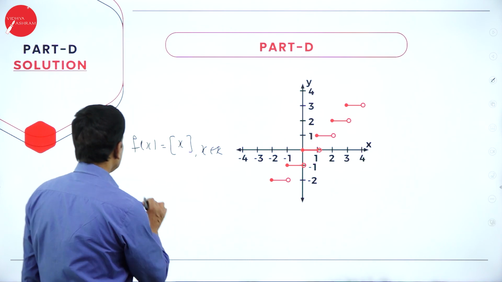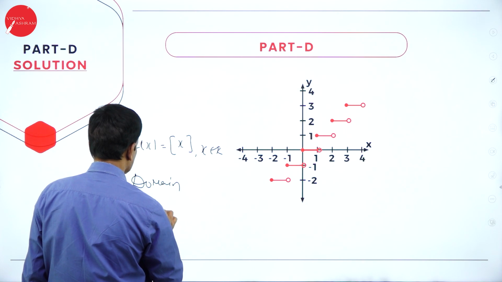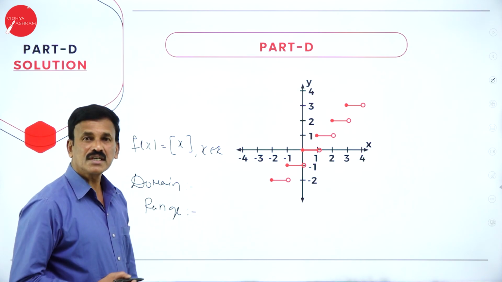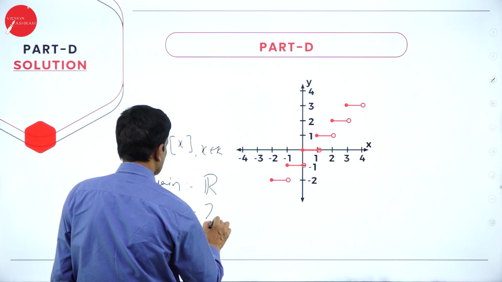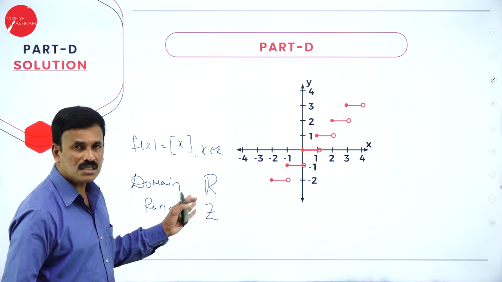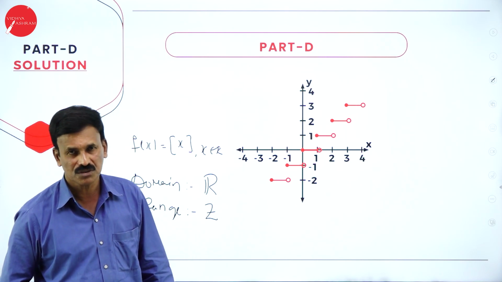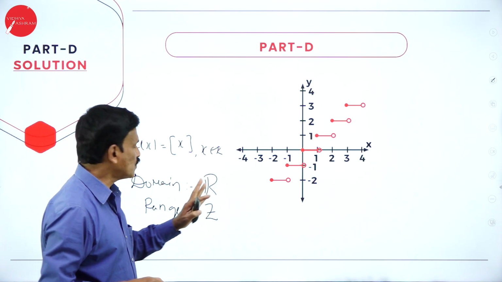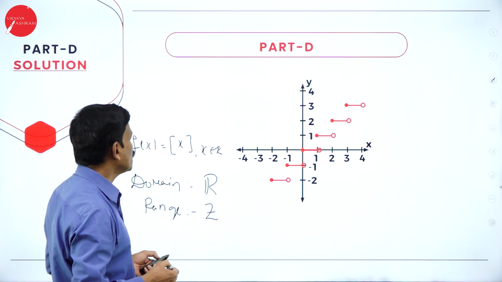Now, what is the domain and range? The domain of this greatest integer function is R and the range is equal to Z. Okay, so this is how we are going to write the graph of the greatest integer function. The domain is R and the range is equal to Z. Now move on to the next problem.